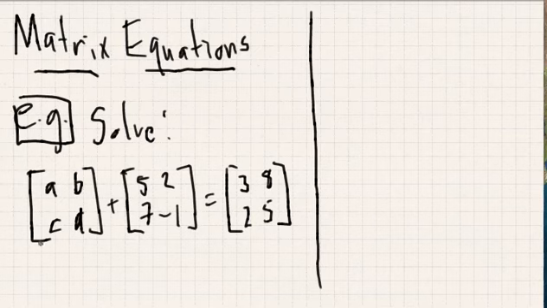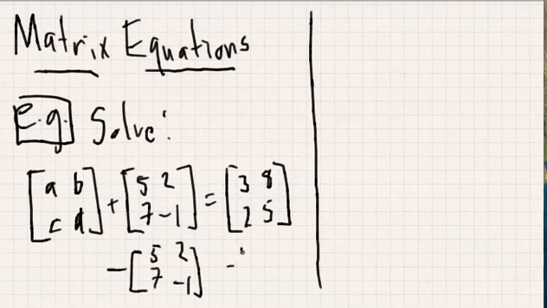but it's just like taking a linear equation and trying to isolate the unknowns. Here my unknowns are A, B, C, and D. I want to get them all alone. So I will just subtract this matrix from the right hand side. I'll subtract both sides by 5, 2, 7, -1. And just to make our life a little bit easier, subtracting is the same as adding the negative. So I'll change that into a plus and put the minuses on the inside, and this minus becomes a plus.